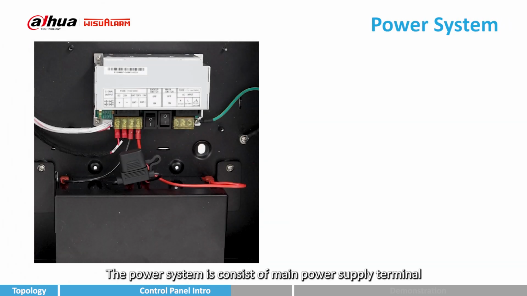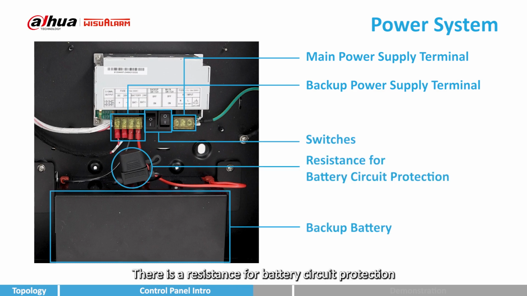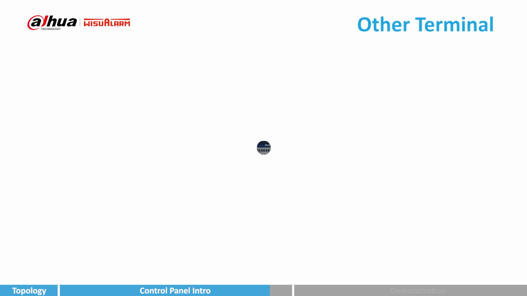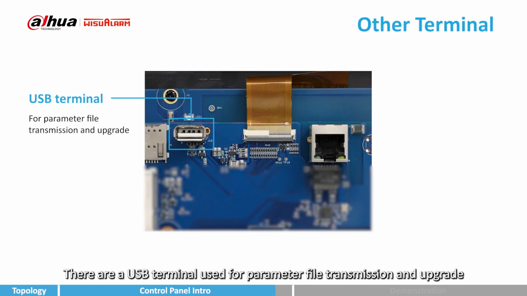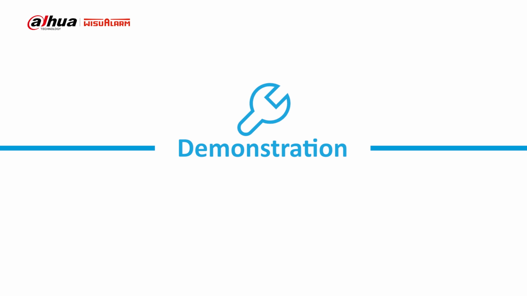The power system consists of main power supply terminal, backup power supply terminal, main power switch, backup power switch, and backup battery. There is a resistance for battery circuit protection, and it needs to be inserted before switching on backup power supply. There is a USB terminal used for parameter file transmission and upgrade, and a RJ45 terminal used for AIoT platform accession. Next, let's explore how each button operates.